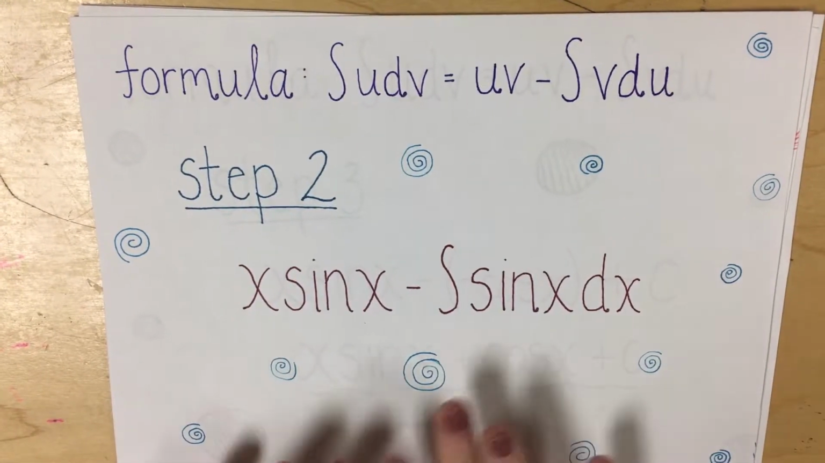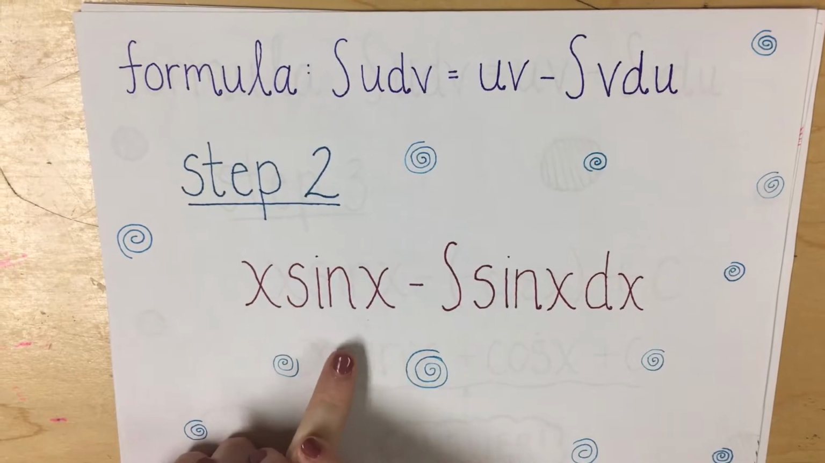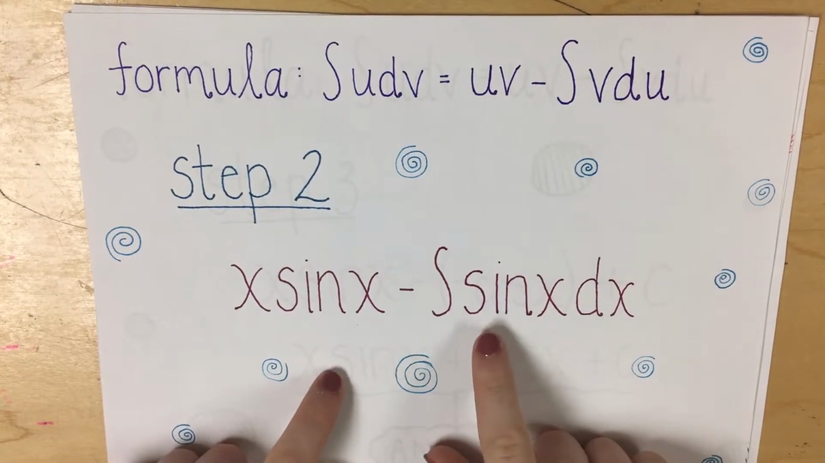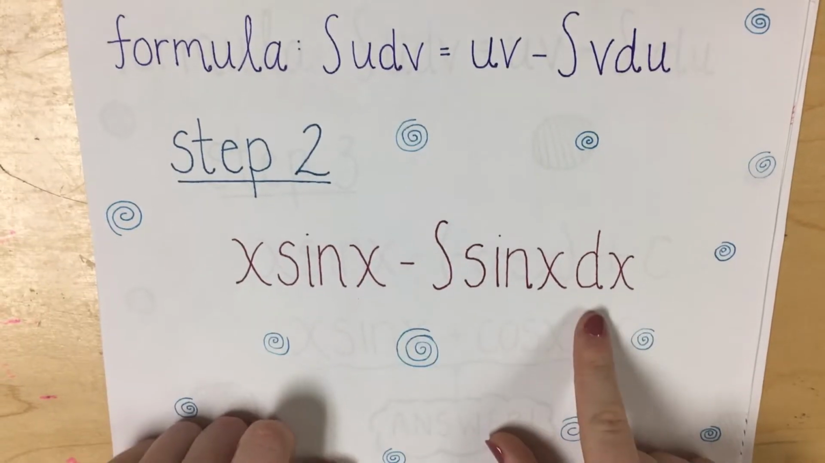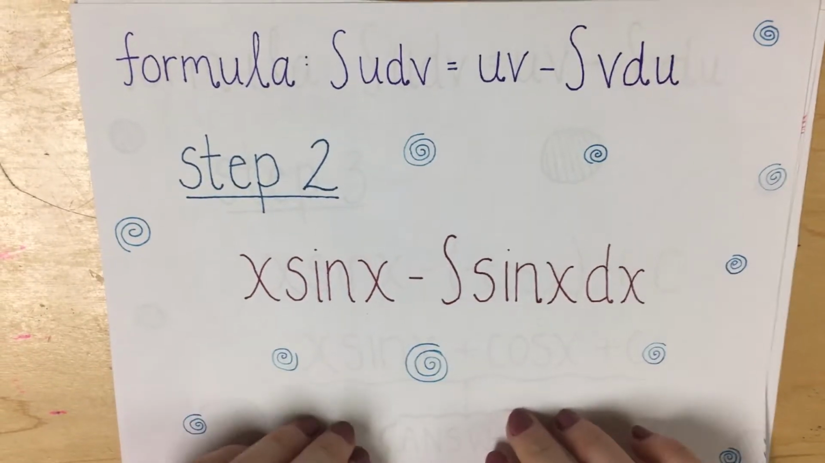So this is where we've put them in our formula. So we have u times v minus the integral of v times du. And since our du was just 1, we just keep the dx there instead of adding anything else.